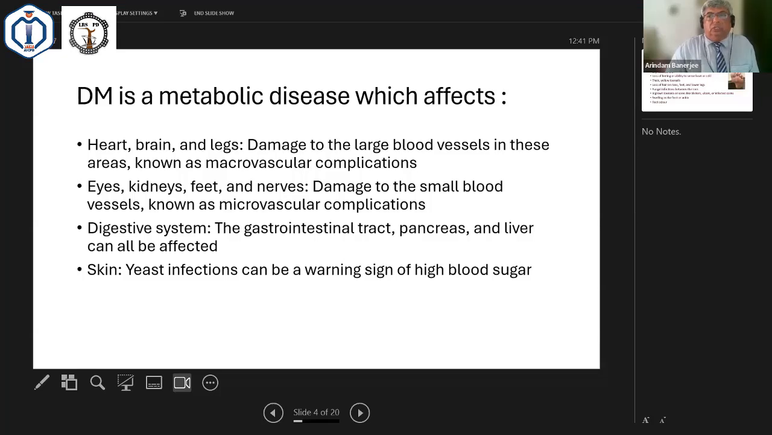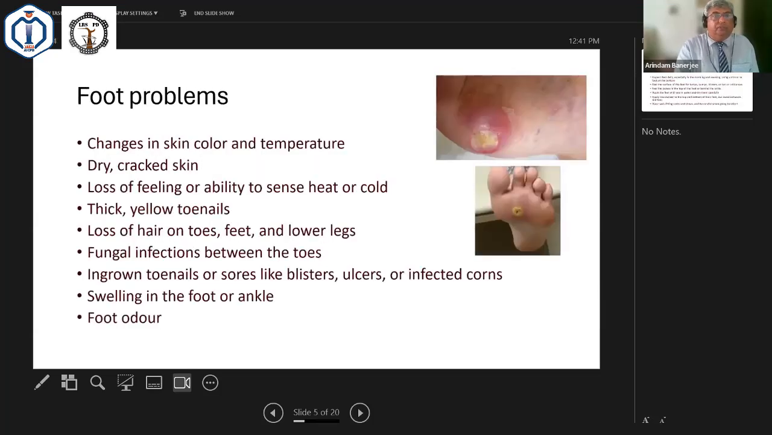We see patients in our clinic with frozen shoulder, and if you look back, you might find that many of them have diabetes. Similarly, in the skin, we have a lot of skin lesions. You see a lot of superadded infection, yeast infections, etc., which can be a warning sign of high blood sugar. Now, let's go to the musculoskeletal system. And the foot is a part of the body which is normally involved.